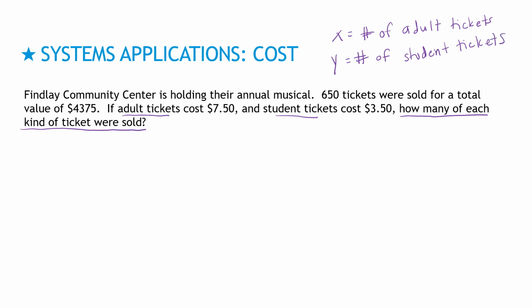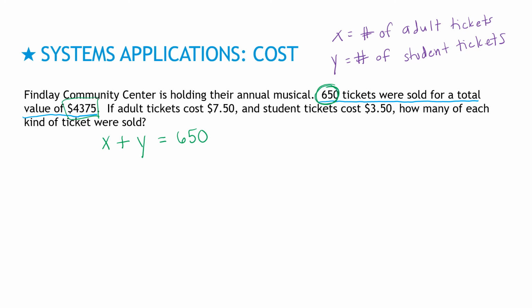So now let's take a look at how I can write my equations. My first sentence: 650 tickets were sold for a total value of $4,375. Okay, so what does that tell me? That tells me that the number of adult tickets plus the number of student tickets is 650, because this would be the total. So notice I haven't even used this guy yet. That's going to have to come second.